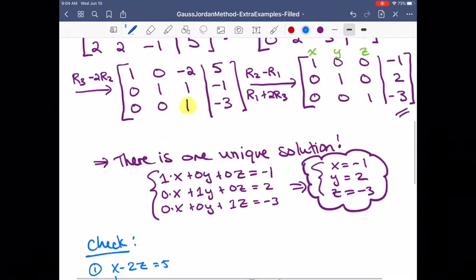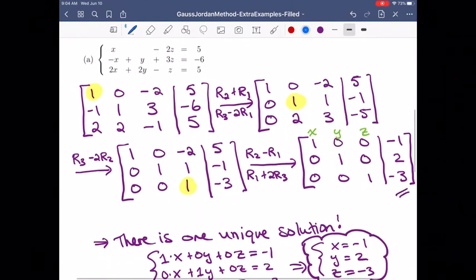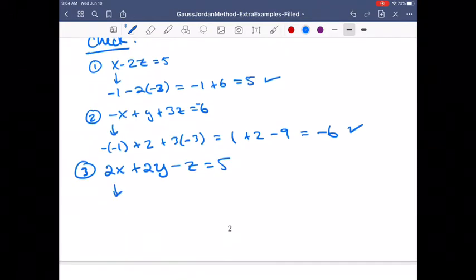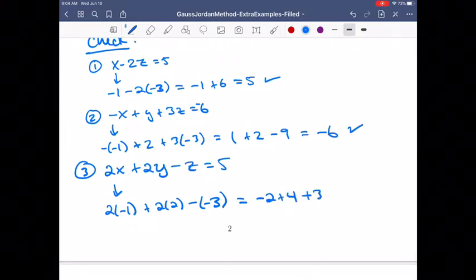Now the third equation is 2x plus 2y minus z equals 5. Okay, so we check this. It's 2 times -1 plus 2 times 2 minus -3. So that's -2 plus 4 plus 3. So I get 7 minus 2 is 5. Okay, so this solution satisfies all three of our equations. So we know that it is our solution.